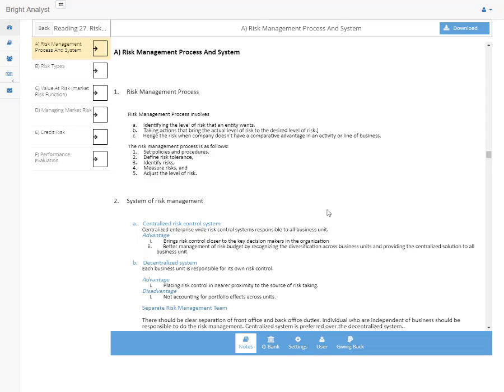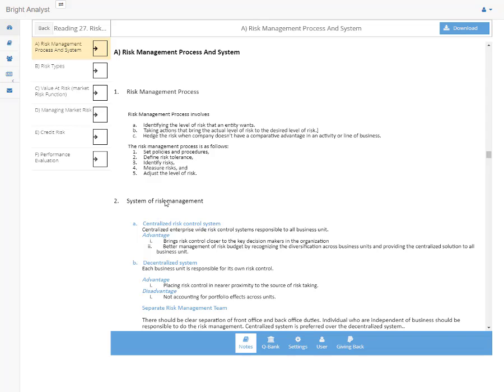Risk management is an iterative process. It involves setting up policies and procedures, defining risk tolerance, identifying the risk areas, measuring risk, and adjusting the level of risk.